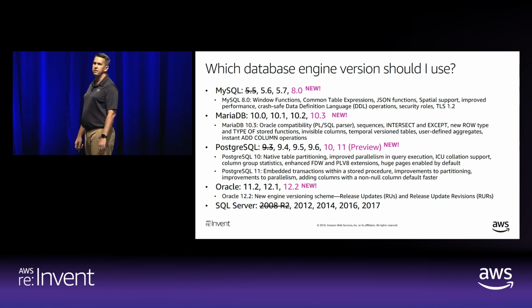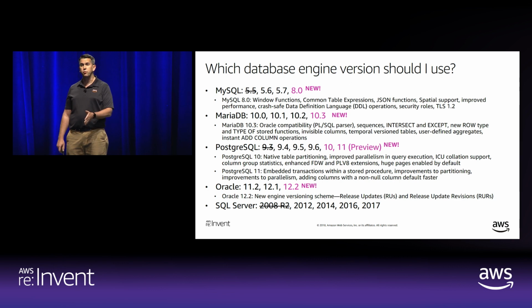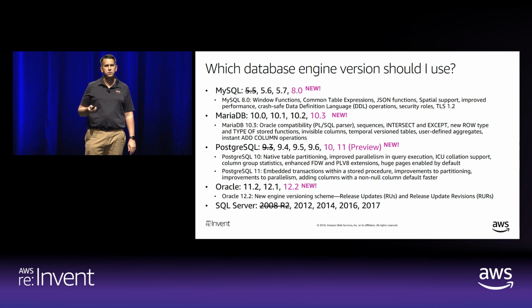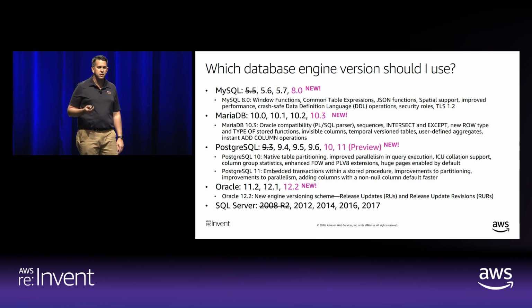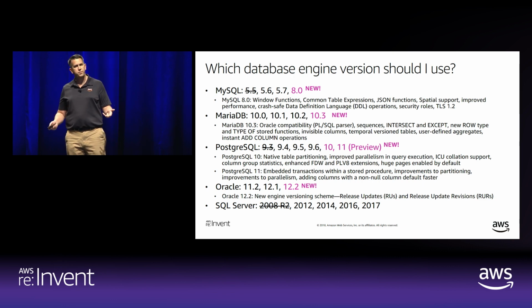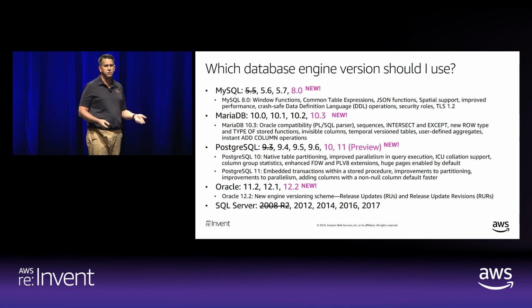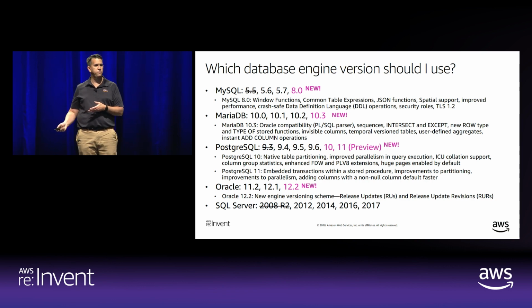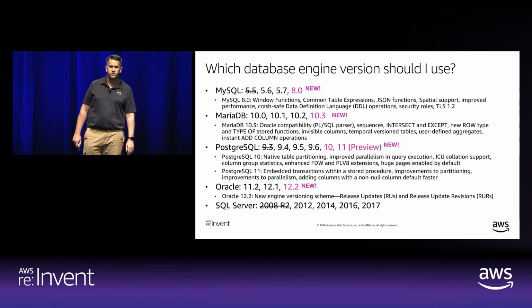For MariaDB, we have the new 10.3 release. 10.3 is another exciting release. The big thing there is an Oracle compatibility mode. So MariaDB has added a full PL SQL parser with a lot of features to mimic what you get in Oracle. And so, it might be an interesting target if you're trying to convert off of Oracle today. Obviously, we also think Aurora is a great target for your Oracle migrations, but MariaDB is also an option there.